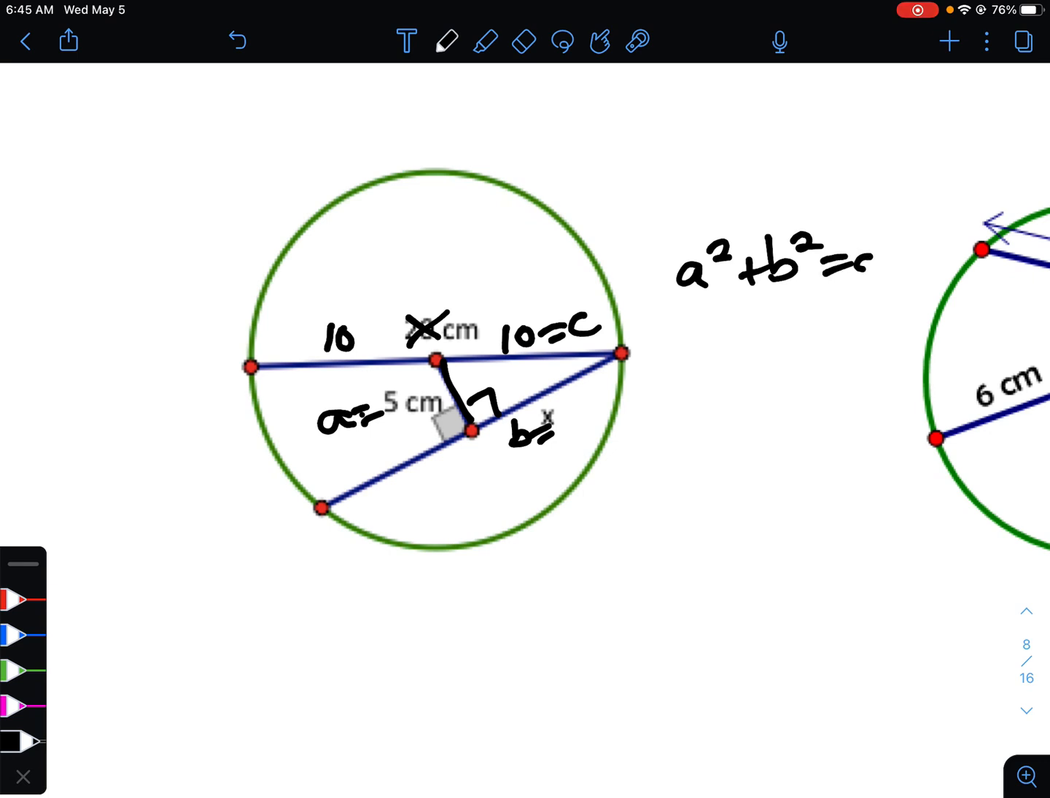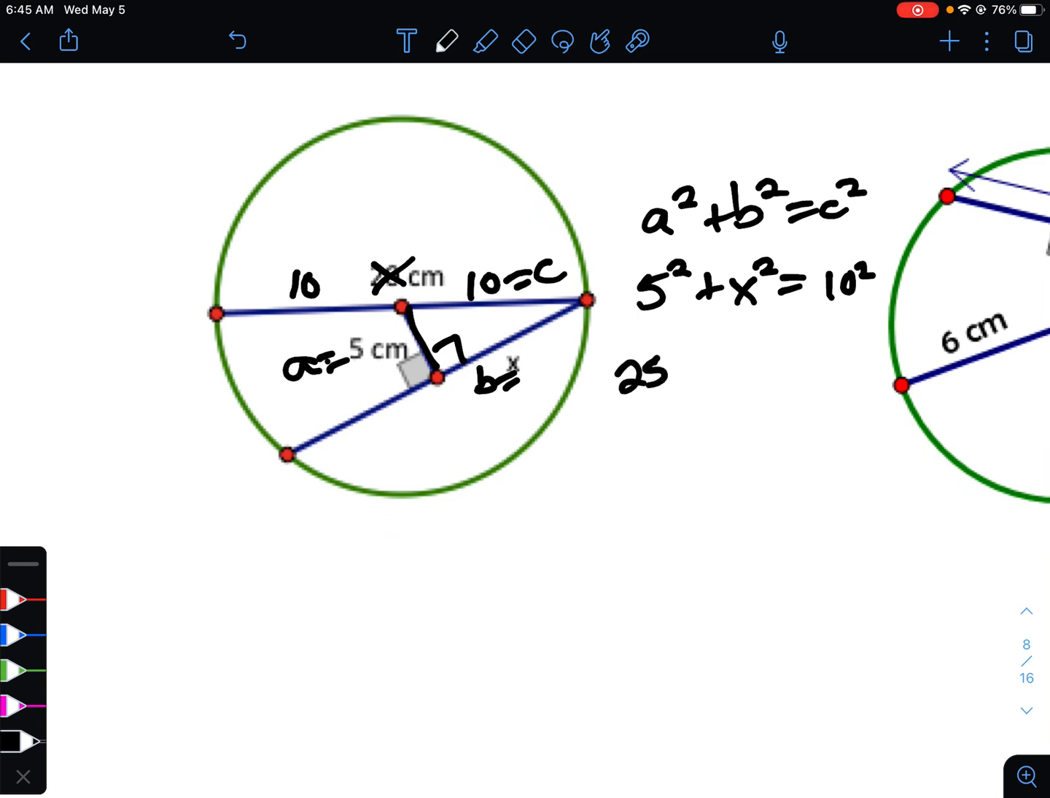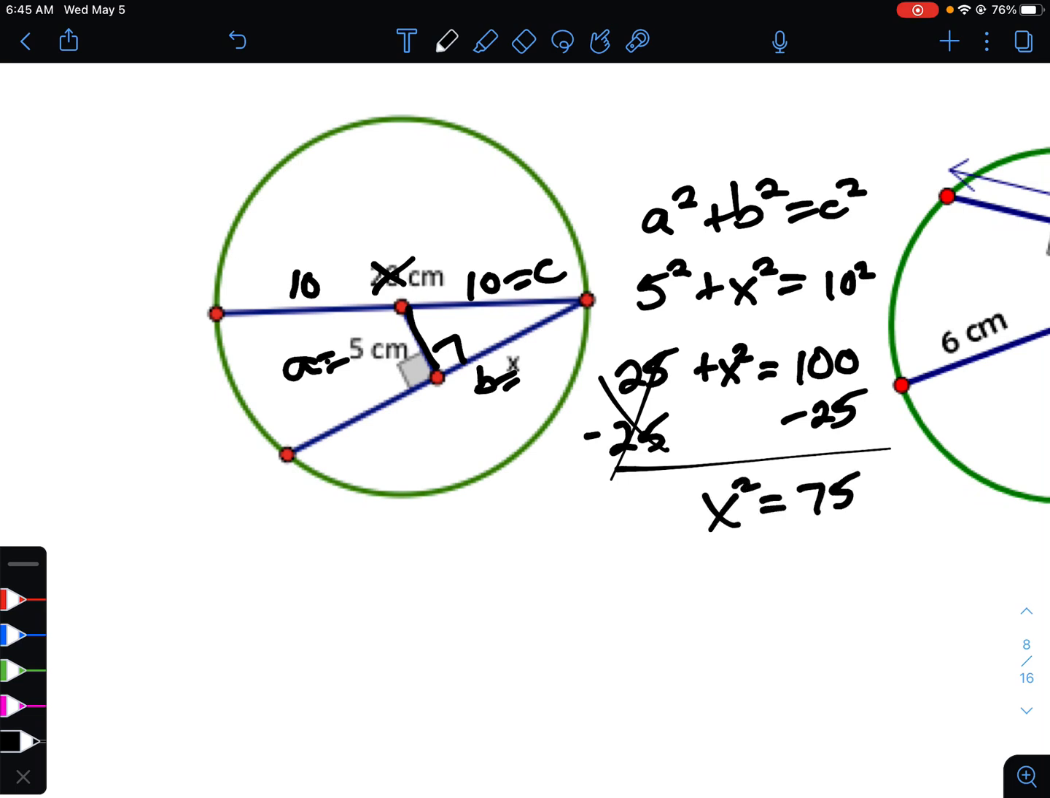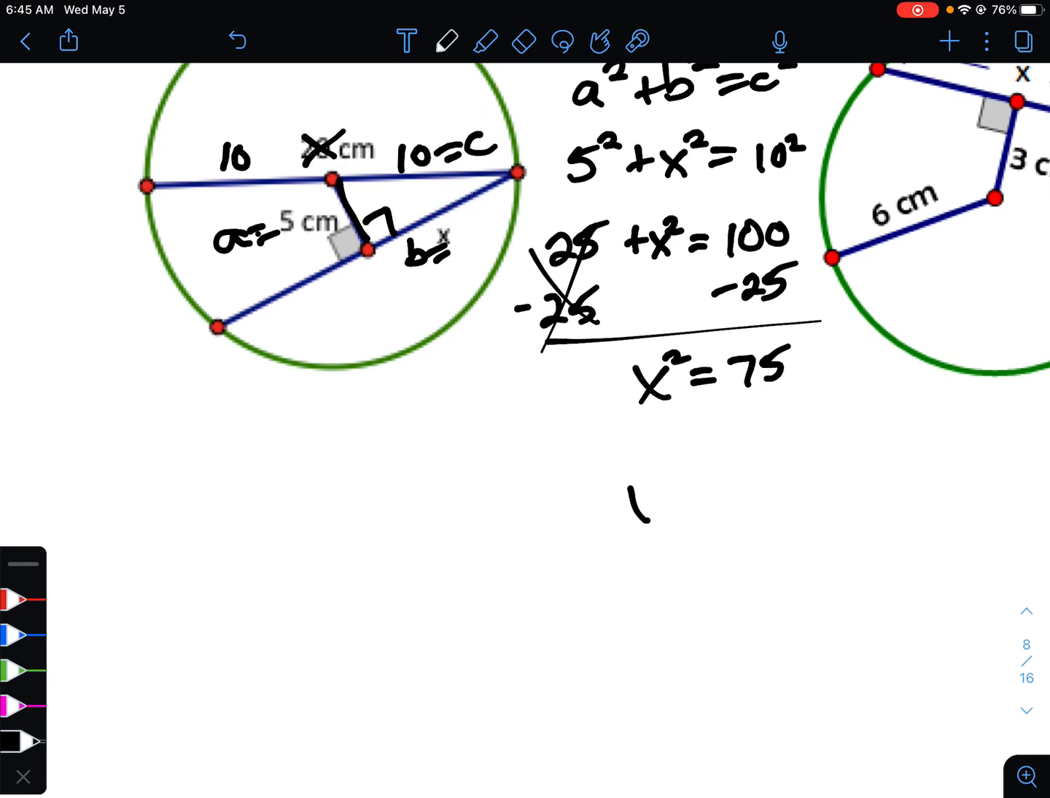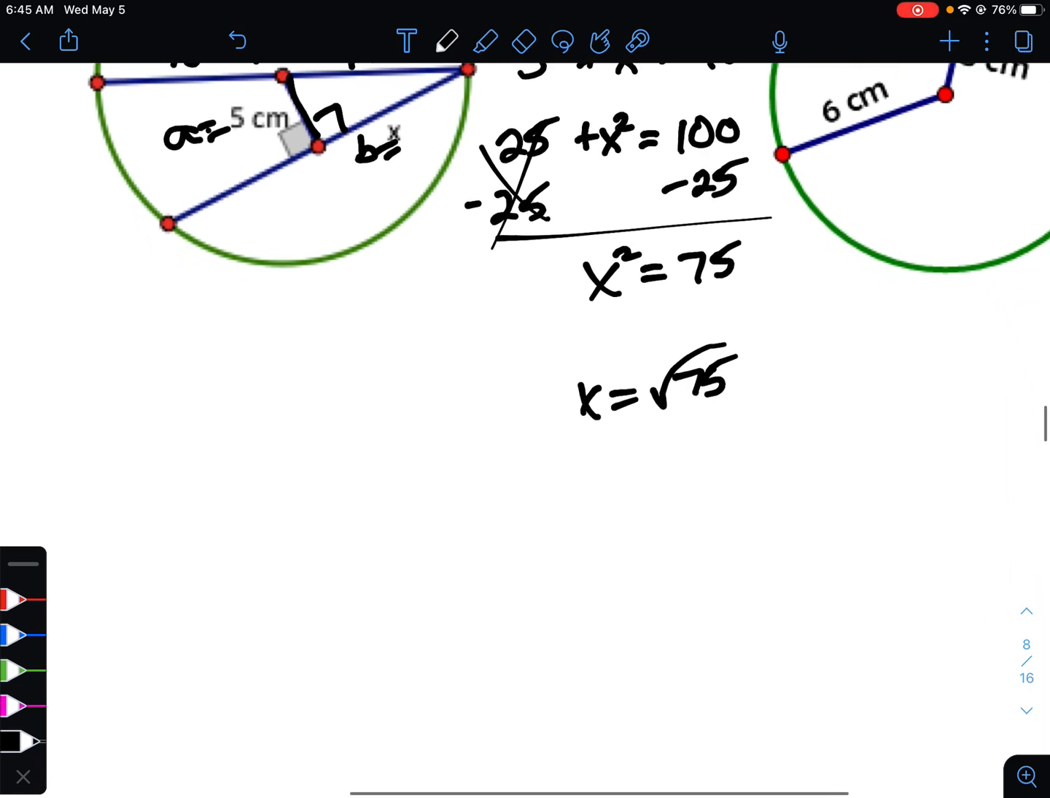So setting up our Pythagorean theorem, we'll take a squared, which is 5 squared, plus b squared, which is x squared, and set that equal to c squared, which is 10 squared. So then 5 squared is 25, plus x squared is equal to 10 squared, which is 100. So then we'll go ahead and subtract 25 from both sides. We'll get that x squared is equal to 75. So then we'll go ahead and take the square root. So x is equal to the square root of 75, which we can actually simplify a little bit.